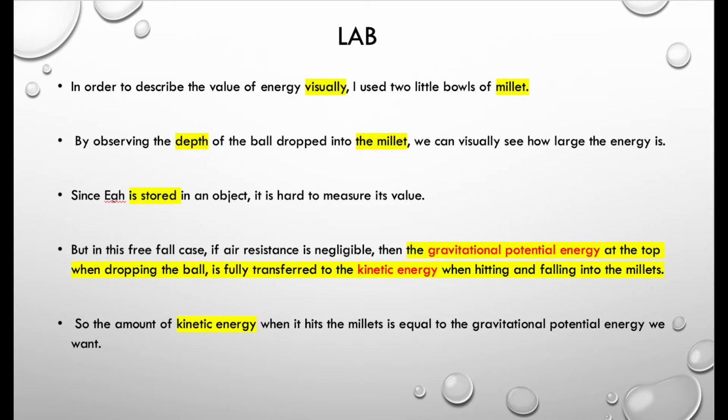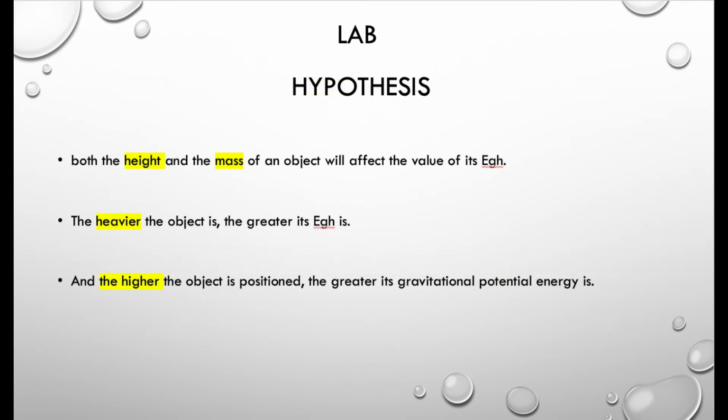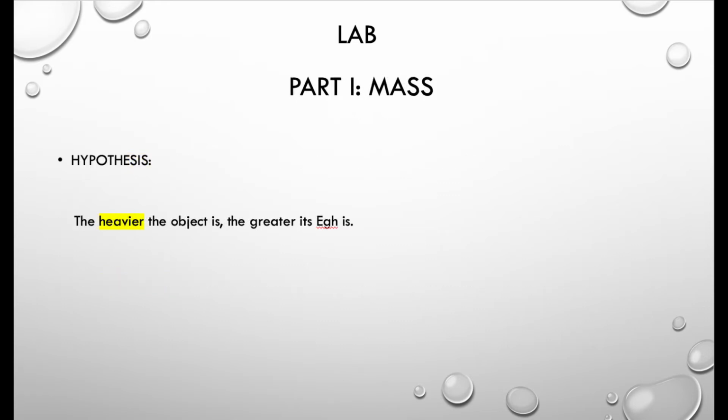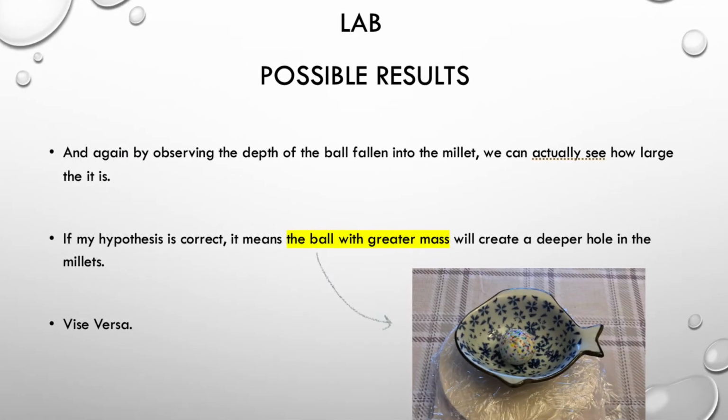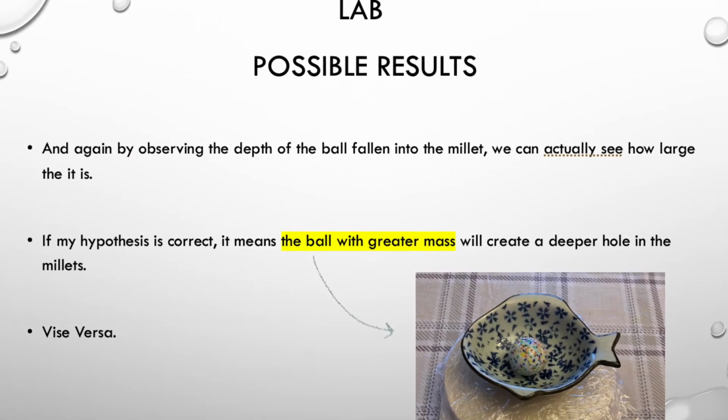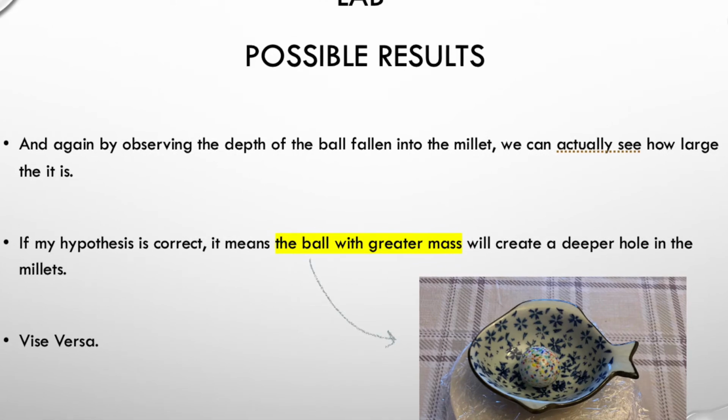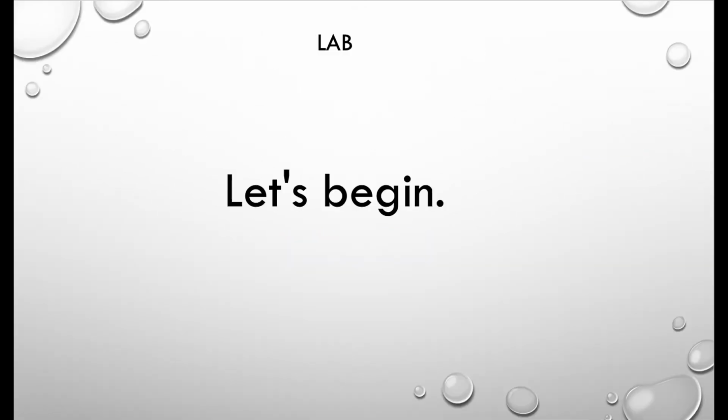So my hypothesis is both the height and mass of the object will affect its value. The heavier it is, the greater its EGH is, and the higher the object is positioned, the greater potential energy it carries. So first part, possible results: the ball with greater mass will hit with more energy. Let's see the lab.